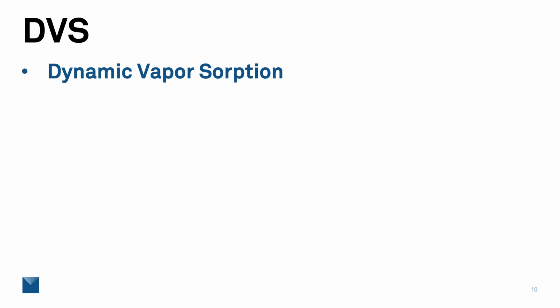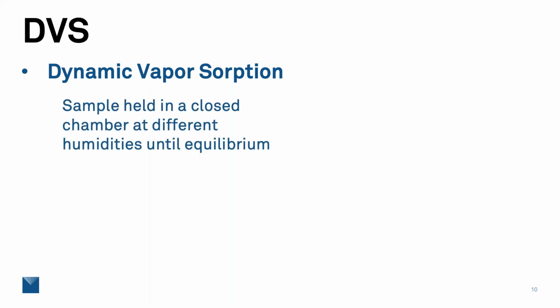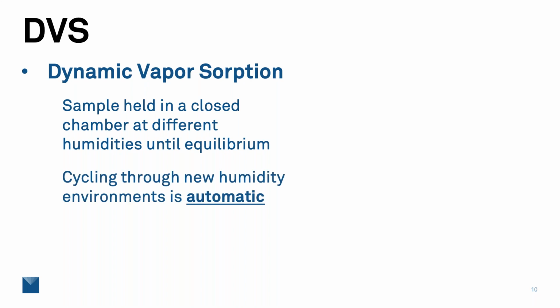Now, there's a newer method called the DVS, or the Dynamic Vapor Sorption method. This was actually developed in the early 90s by Pfizer to look at drugs and excipients and to understand their sorption properties. Now, this method is similar to that previous slide, where we hold our sample in a closed chamber and we're still waiting for equilibrium to be achieved. The difference here is that this is an automated system, so it will automatically cycle through new humidity environments depending on the settings that you set up.